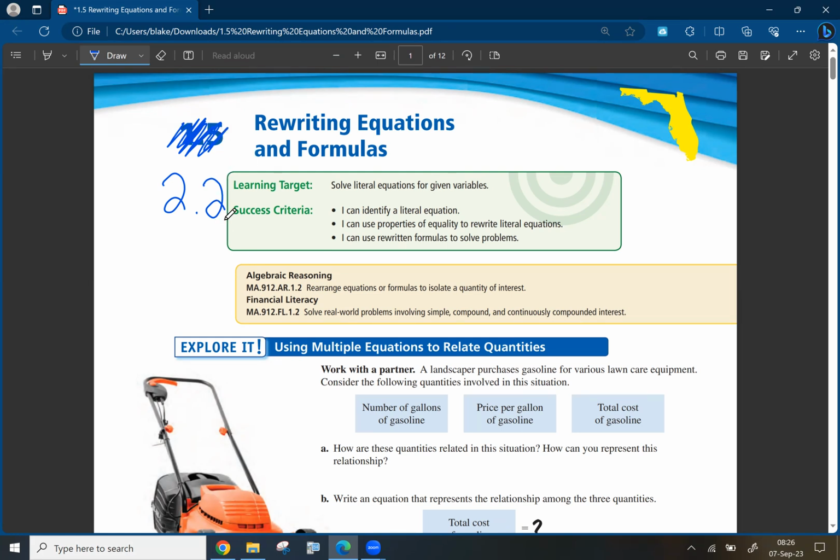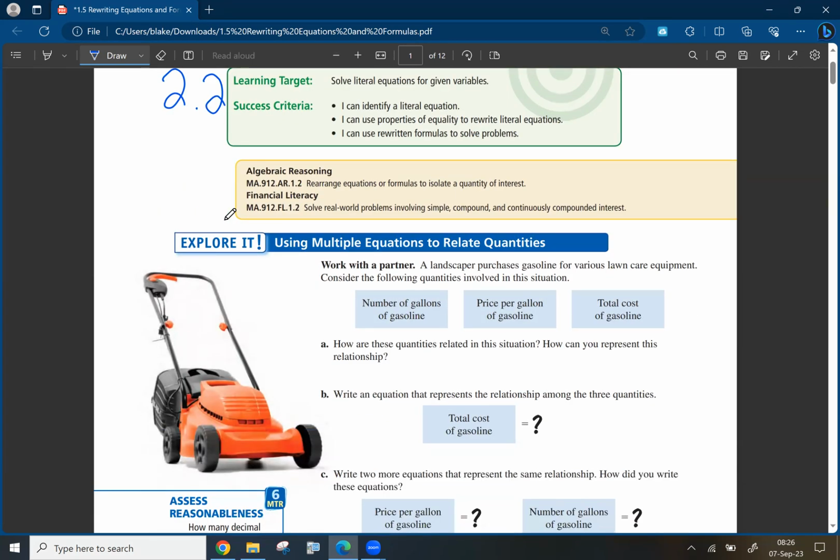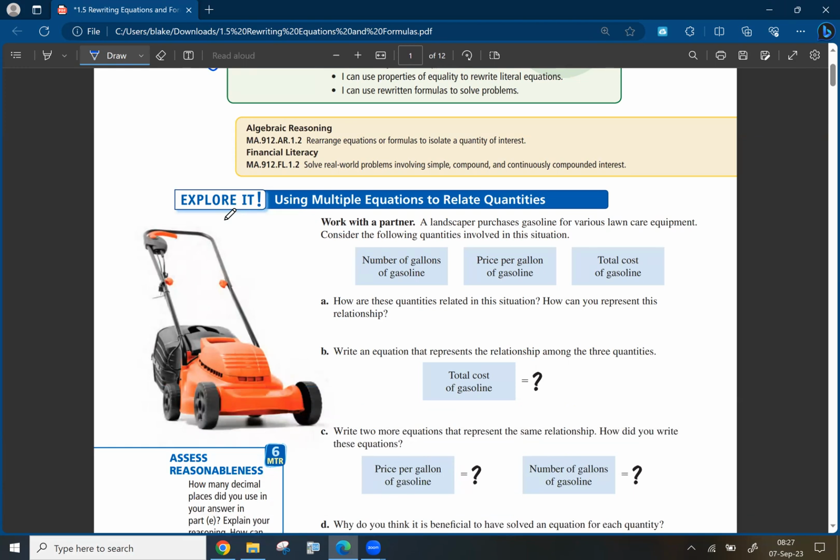But anyway, we'll cross it off. We'll just label it 2.2. Why not? So we're rewriting equations and formulas in this one. It's a very important concept that we've done before. We've done it in Algebra 1. We've done it in Algebra 2, obviously. And we have to do it again here. It's pretty useful, something we need to do.